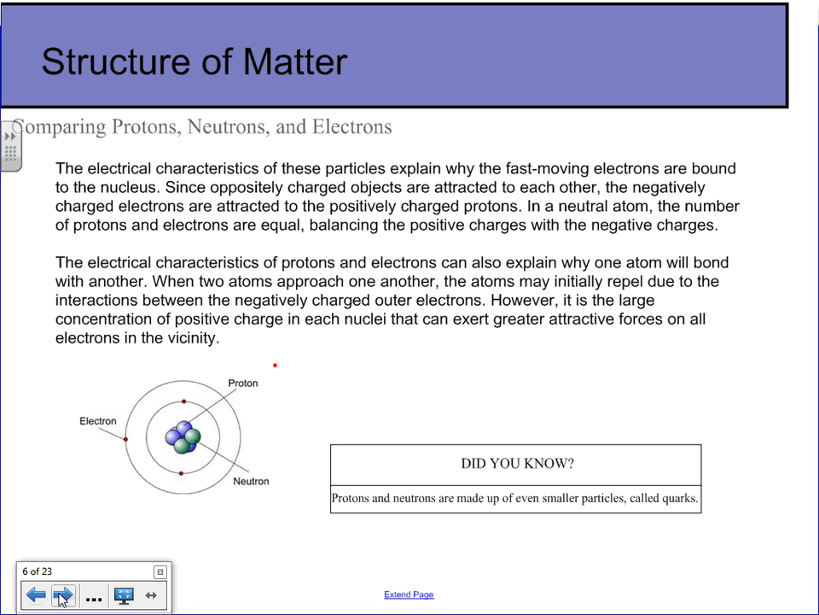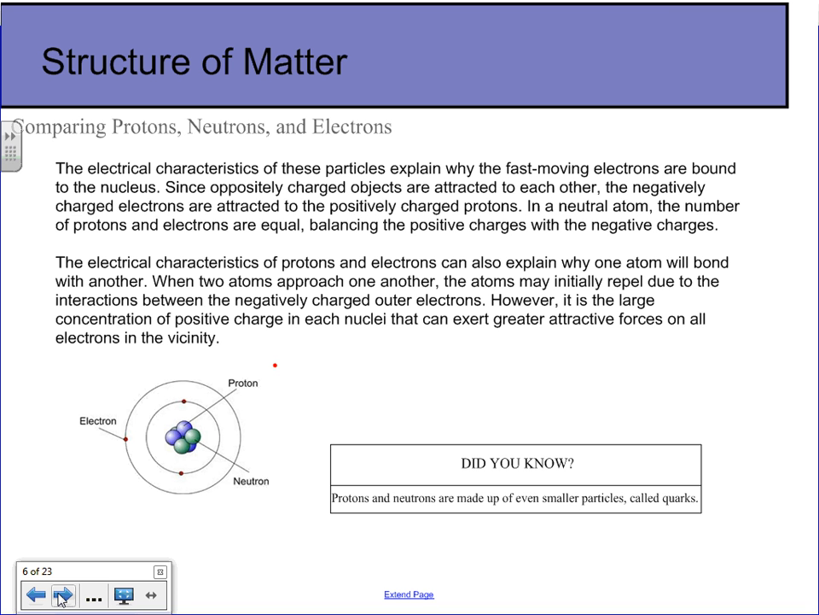So the electrical characteristics of these particles explain why the fast-moving electrons are bound to the nucleus. Since oppositely charged objects are attracted to one another, the negatively charged electrons are attracted to the positively charged protons. In a neutral atom, the number of protons and electrons are equal, balancing the positive charges with the negative charges.